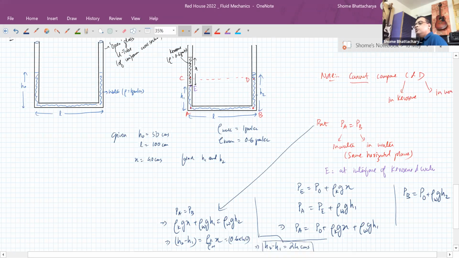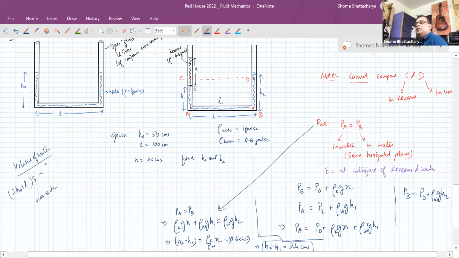Okay. Now you also have conservation of volume of water. You can see that the volume of water, before putting the kerosene, was (2H0 plus L) into whatever cross-sectional area, let's say S.